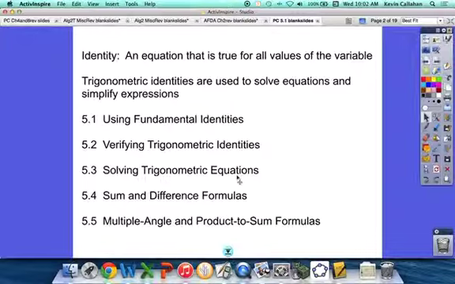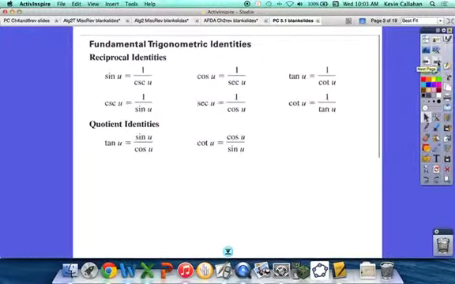So solving trig equations. Now, these 2 here are more identities. They're formulas, but they're identities. They help us to simplify equations and expressions so that we can solve them. Okay. So the fundamental identities, I think there's like 4 slides here, which are just giving you these. They're in the book. I copied them here into 4 different parts.